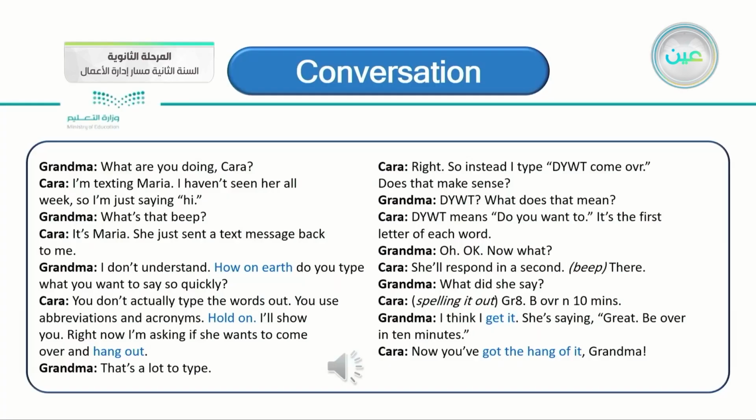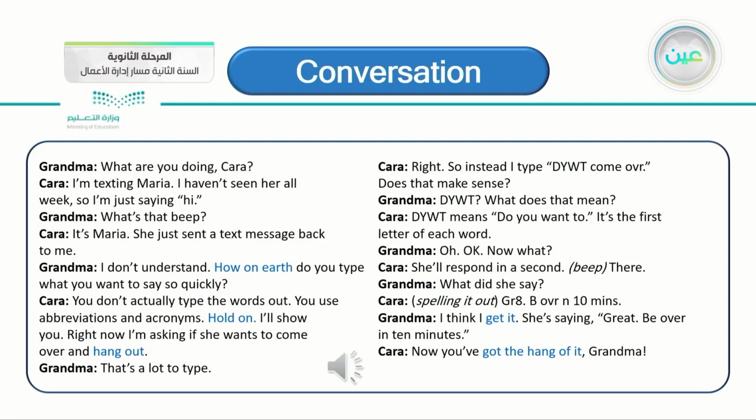Let's listen again. Grandma, what are you doing, Kara? Kara, I'm texting Maria. I haven't seen her all week, so I'm just saying hi. Grandma, what's that beep? Kara, it's Maria. She just sent a text message back to me. Grandma, I don't understand. How on earth do you type what you want to say so quickly? Kara, you don't actually type the words out. You use abbreviations and acronyms. Hold on, I'll show you. Right now, I'm asking if she wants to come over and hang out. Grandma, that's a lot to type.